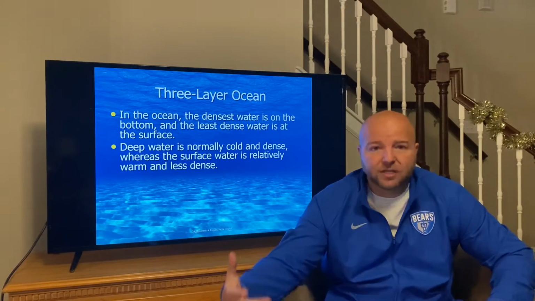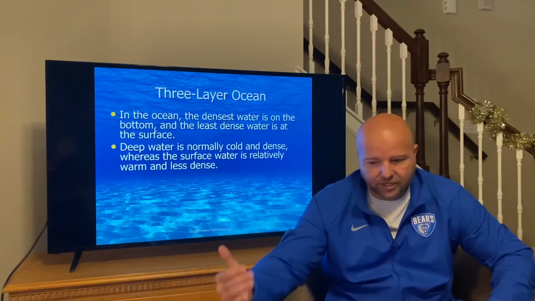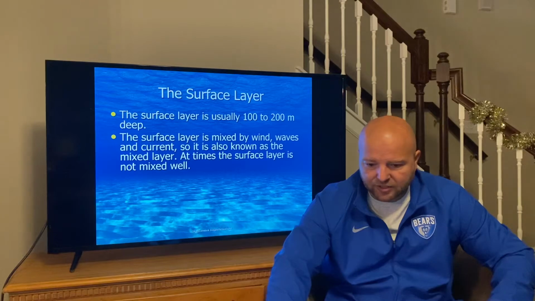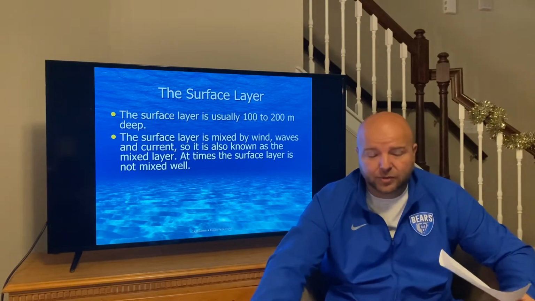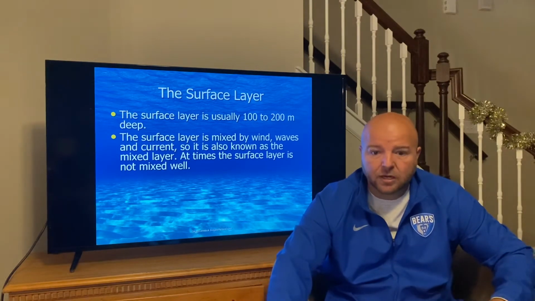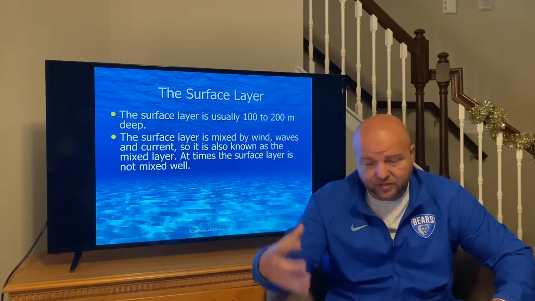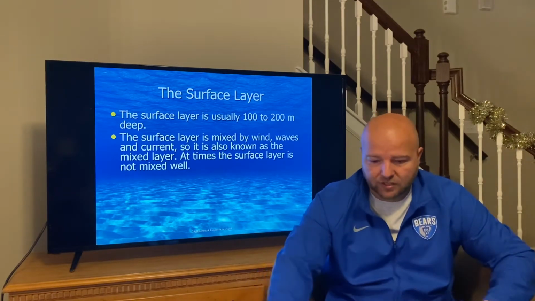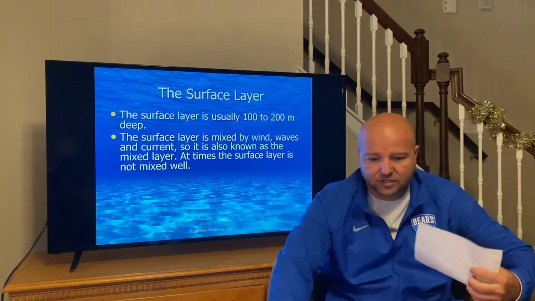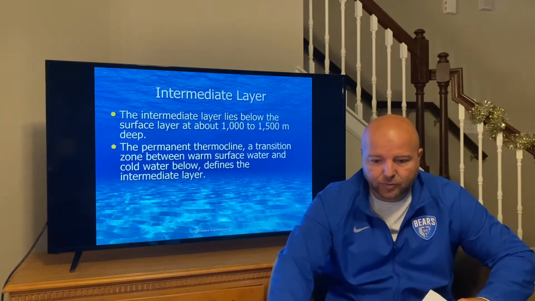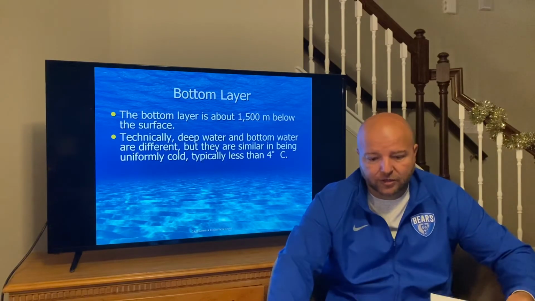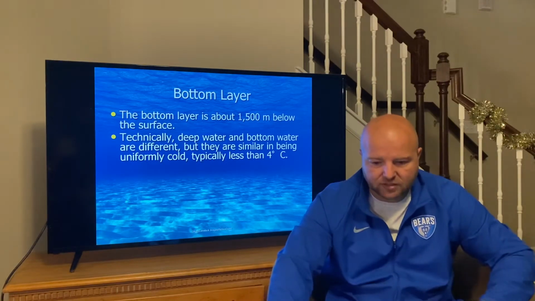So just based on density, our ocean is in layers. We have a surface layer. This layer is also known as the mixed layer. It tends to be the warmest because of the sun hitting it, and because of that also is the least dense. The more dense things are gonna sink to the bottom. So our intermediate layer is more dense than the surface layer, and then our bottom layer is the most dense of those layers.